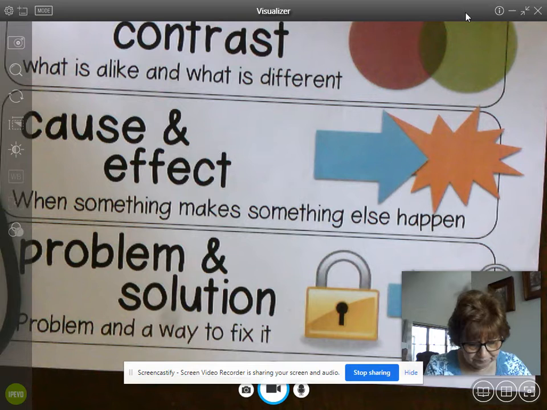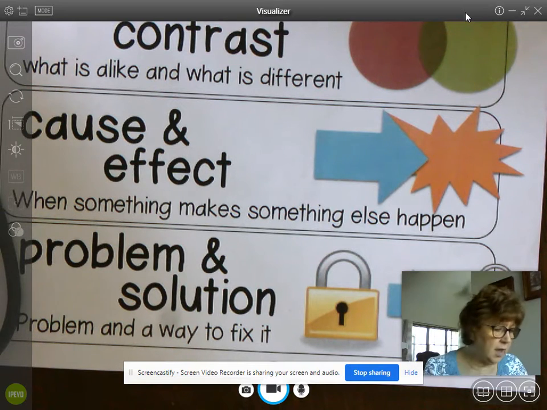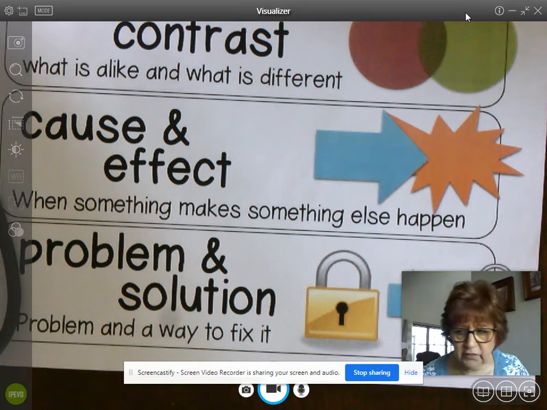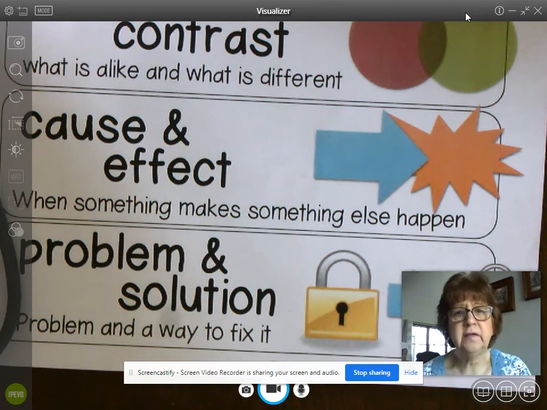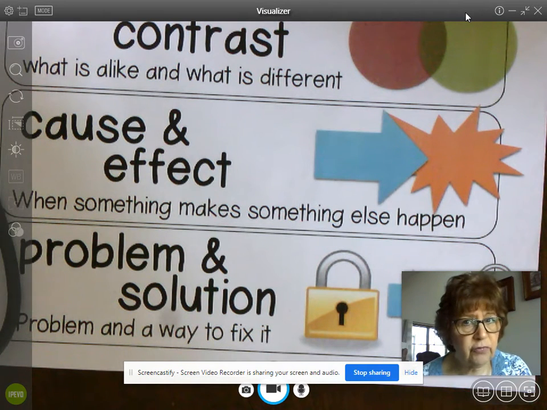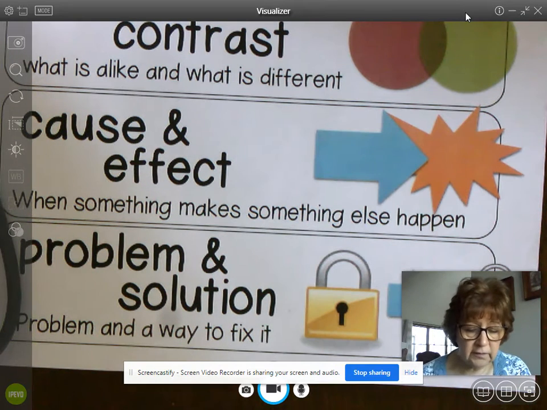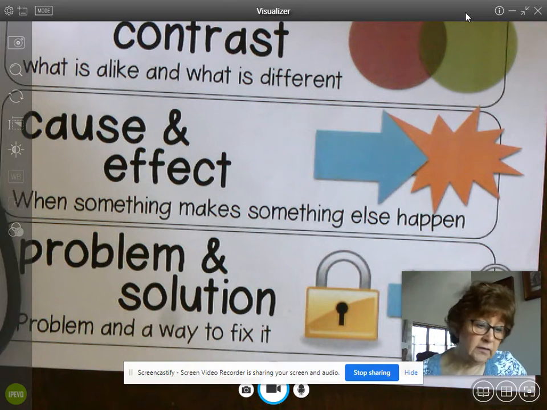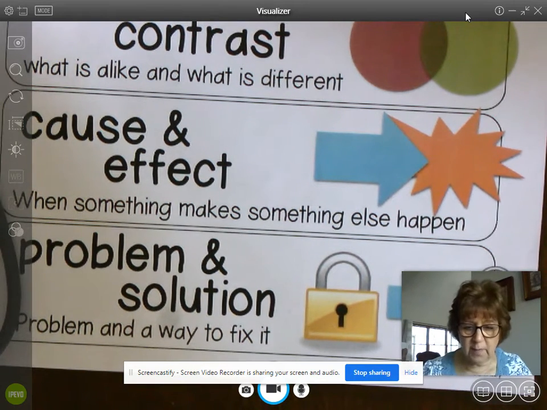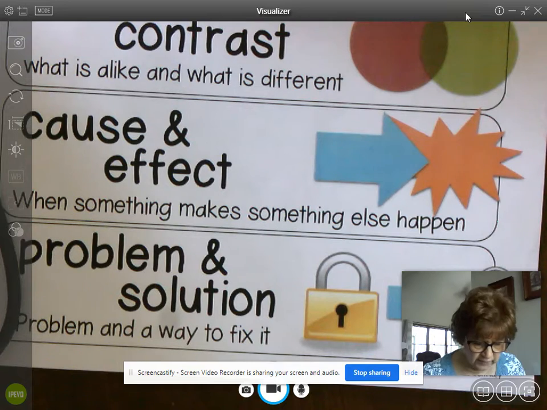So text structure is important to know, because if you don't realize what kind of text you're reading, you're really not going to know how to approach reading it. And if you don't know how to approach reading it, you are not going to understand a lot of it. And so there are some things that you need to do to make that plan. How do I go about having a plan for my reading? How do I do that?